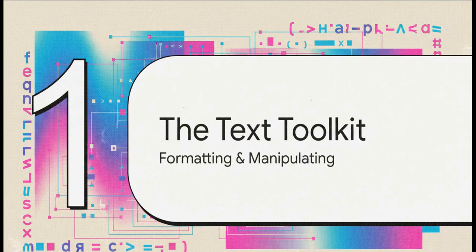First up, the text toolkit. This is probably the set of functions you're going to use the most, day in and day out. It's your absolute go-to for cleaning up any kind of character data. You know, things like names, addresses, or product descriptions.